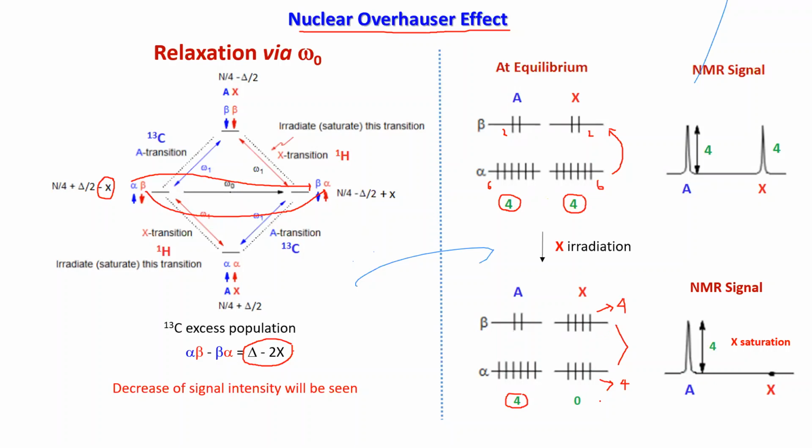4 minus 4 is 0. That means there are no excess nuclei at the ground. Both the ground and excited states have the same number of nuclei. So it underwent saturation. The proton is saturated now. Understood? Yes, sir.